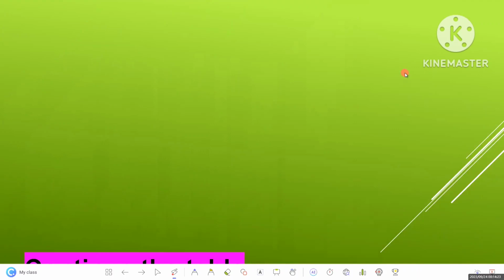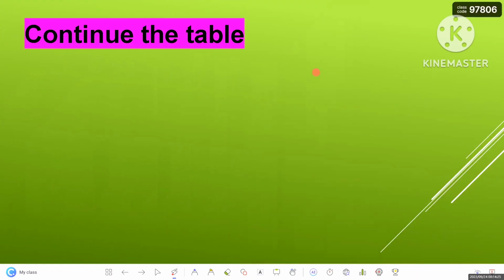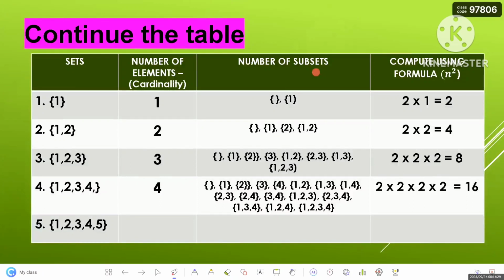Now, next. I have here the table para mas madaling maintindihan natin. This is the table we have. The set, first column. Second column is the number of elements or cardinality. The third column is the number of subsets. And the fourth column is the formula 2 raised to n. So we have to compute using the formula 2 raised to n.